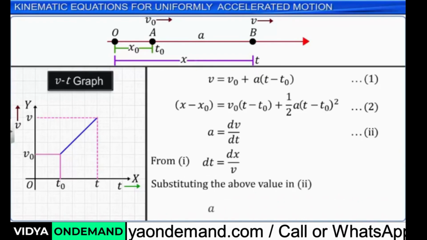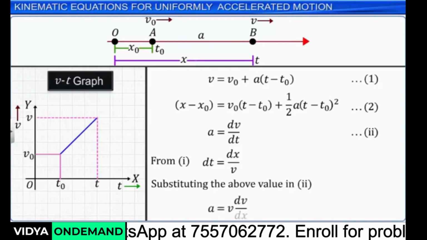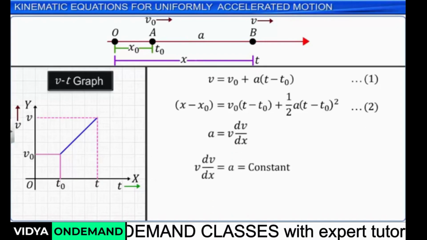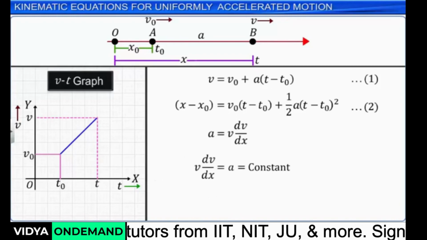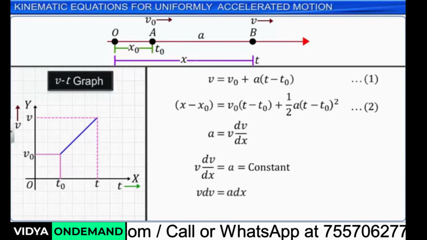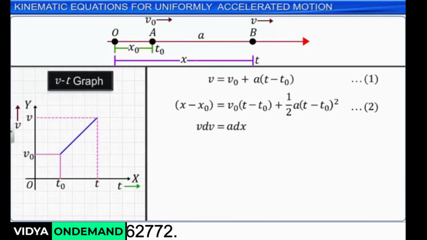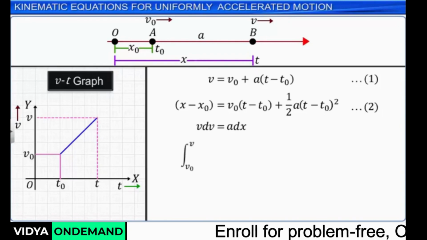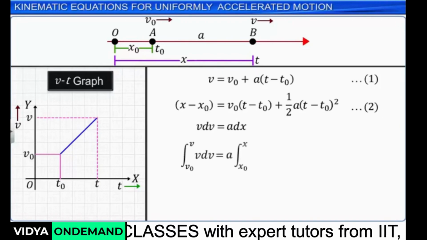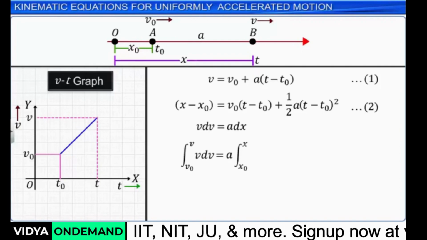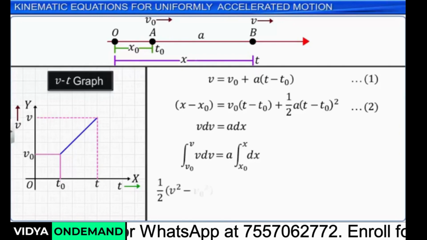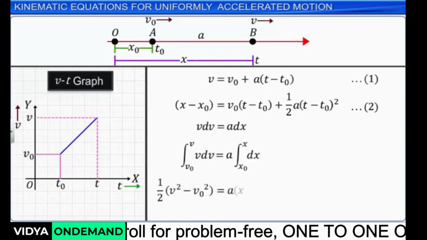By cross-multiplying, we get v into dv is equal to a into dx. Integrating both sides, we get integral v naught to v, v into dv is equal to a into integral x naught to x dx. This is equal to half v square minus v naught square equals a into x minus x naught. Rearranging the equation, v square is equal to v naught square plus 2a into x minus x naught. This is equation 3 of motion.